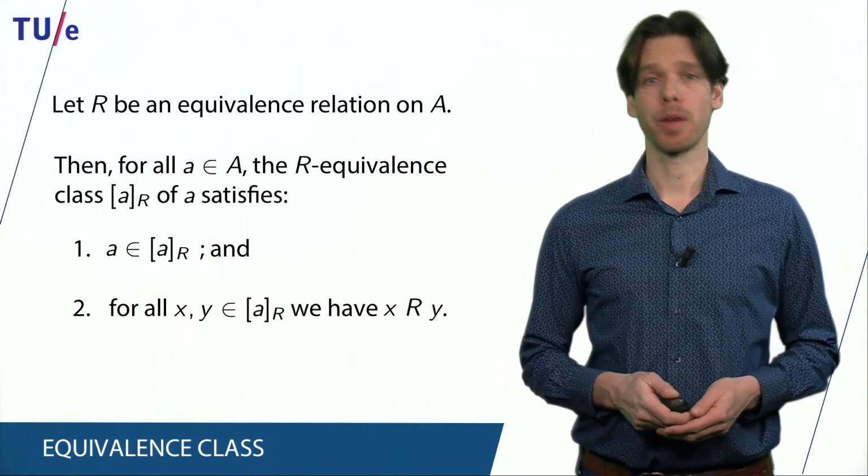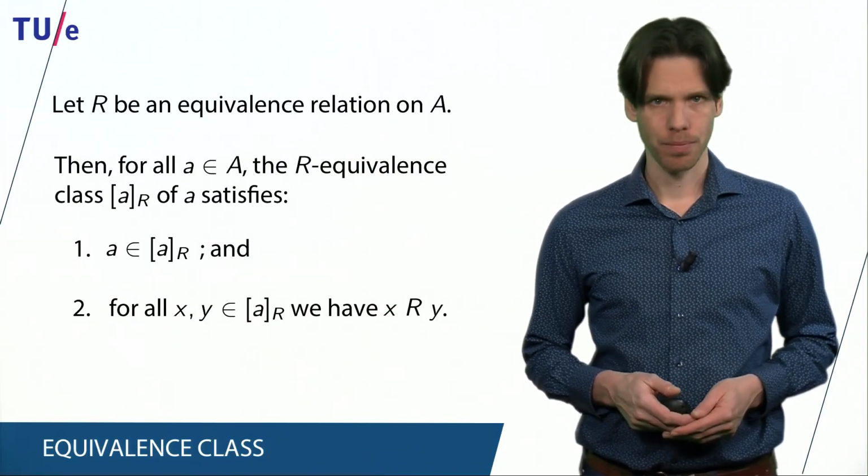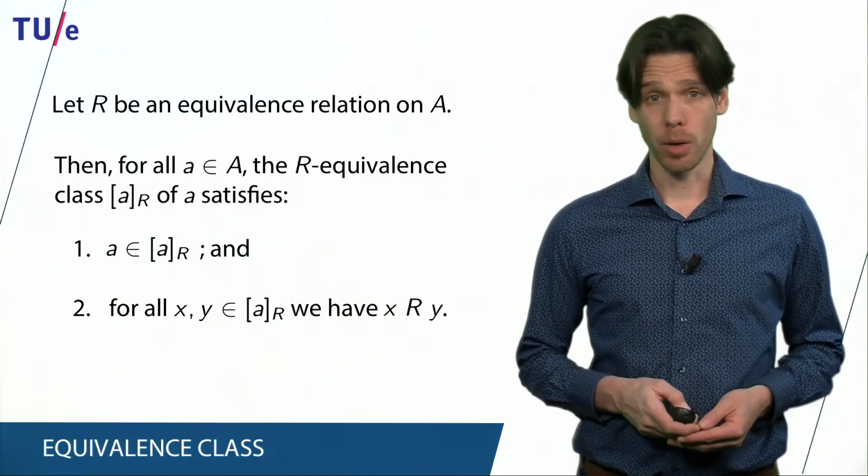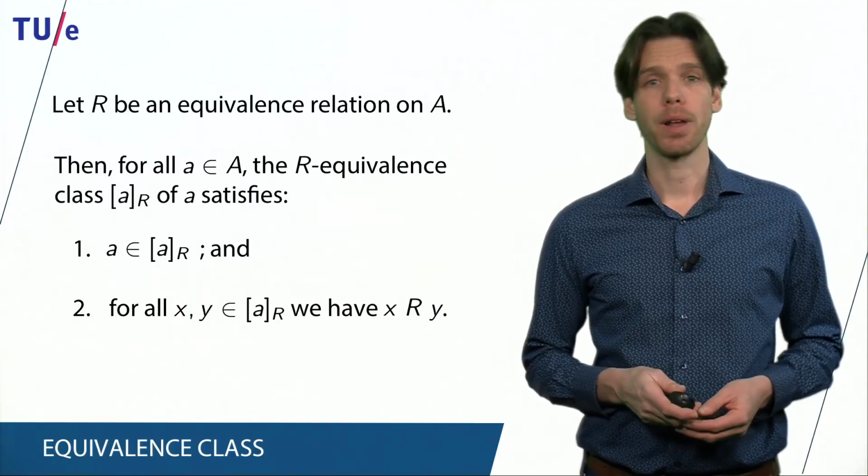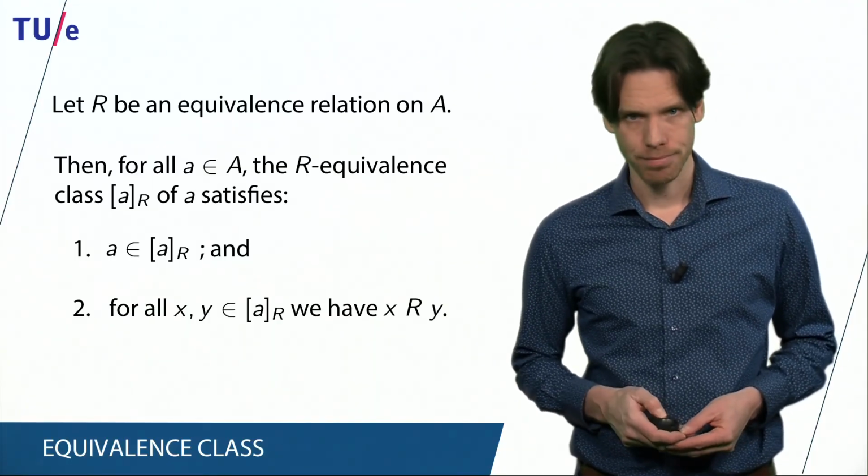Both general properties of equivalence classes have now been established. Every element is in its own equivalence class, and every pair of elements of an equivalence class are related. This concludes our discussion of equivalence classes and also concludes our discussion of relations in general.